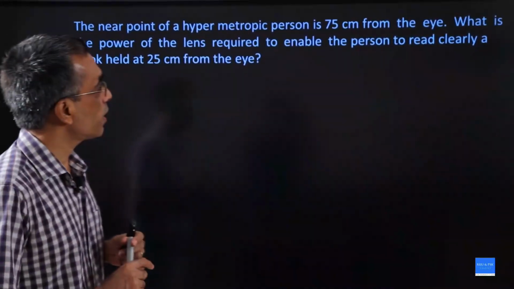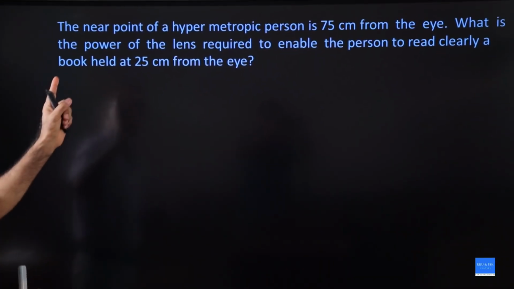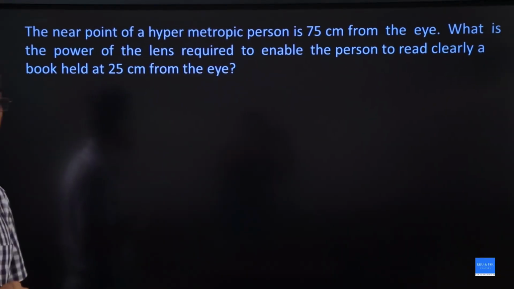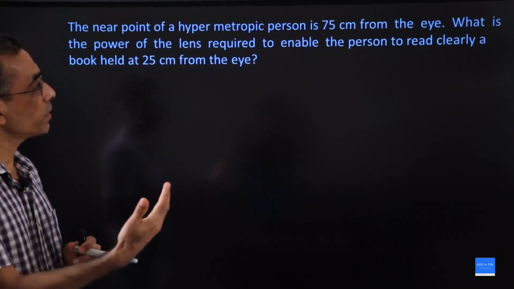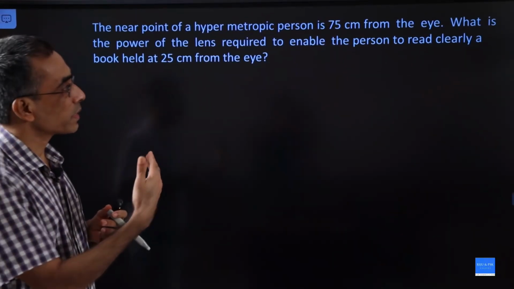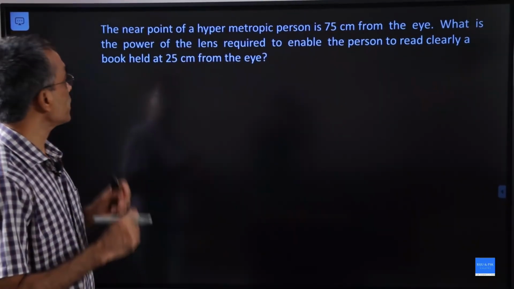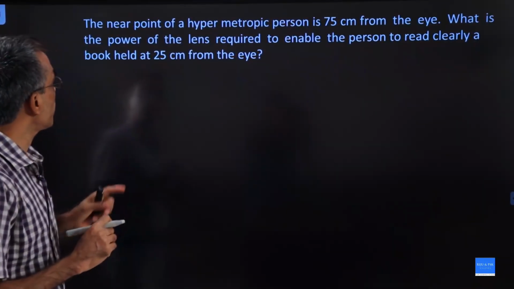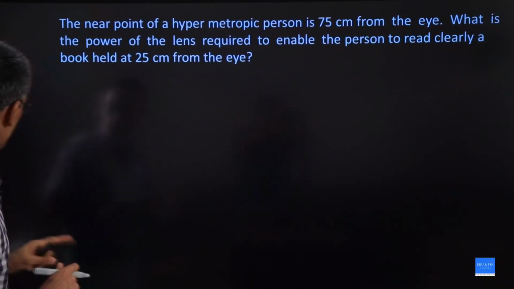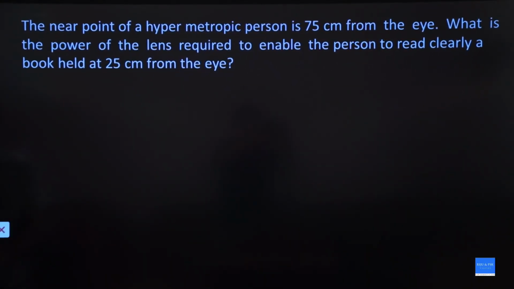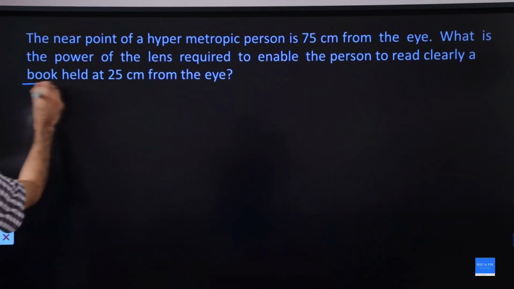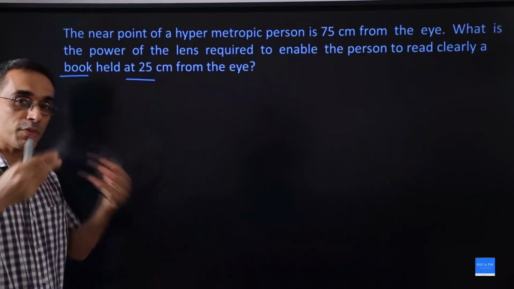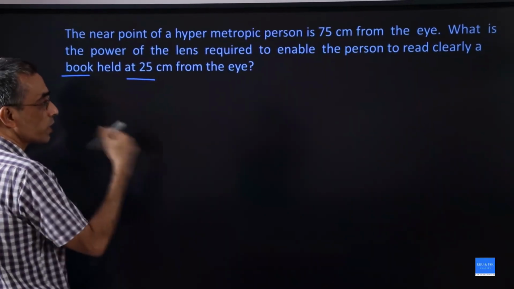Next question is about hypermetropia. The near point of a hypermetropic person is 75 centimeter from the eye. The normal near point is 25 centimeter, but this man has it at 75 centimeter. What is the power of the lens required to enable the person to read clearly a book held at 25 centimeter? You can see that the object of interest is the book and it is held at 25 centimeter. So, this can be done in three different methods. The first method, you can go for the conventional method.